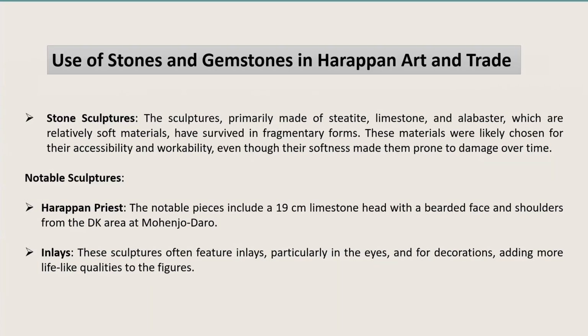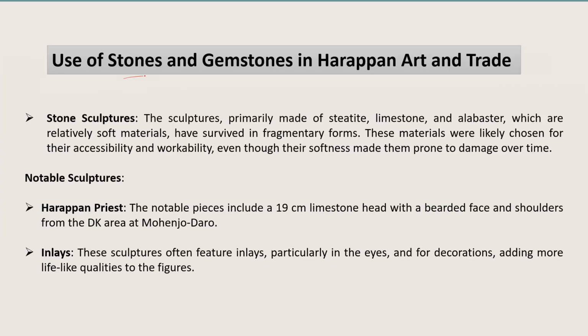In this topic we are going to discuss the different materials used by ancient people throughout the ages and what kind of scientific practices they already had. These scientific practices are also very important to understand and to reconstruct the whole history of the previous years. So, at first, use of stone and gemstone in Harappan art and trade.